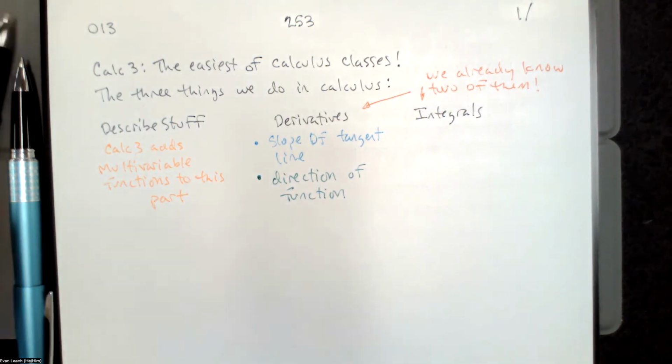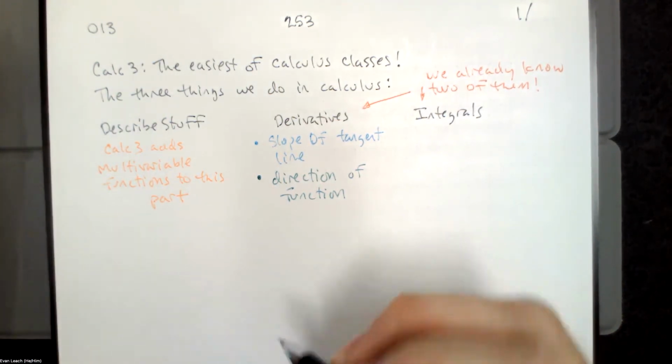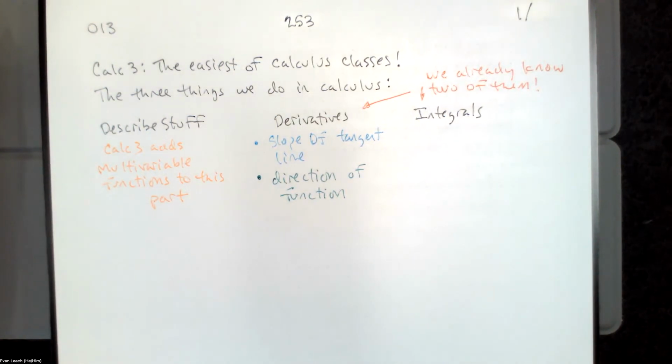So derivatives tell us about the slope of the tangent line. So if I have a function, how low can I go? I better scroll.